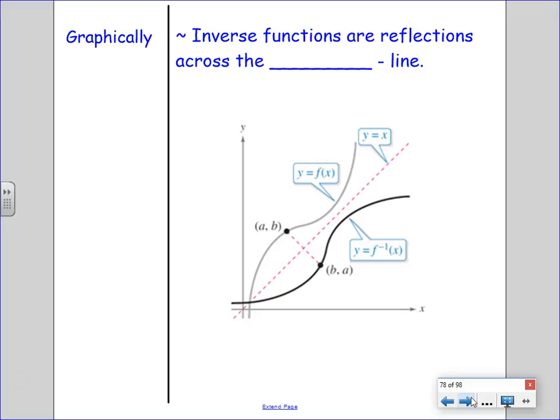Functions can get more complicated, and if you look at this one up here, this one is more complicated. From the illustration, can you figure out how to fill in the line? Inverse functions are reflections across. In the illustration, you have f of x as the gray one, f inverse of x as the black one, and they do have symmetry, but not x-axis, not y-axis, not origin. They reflect across what line?